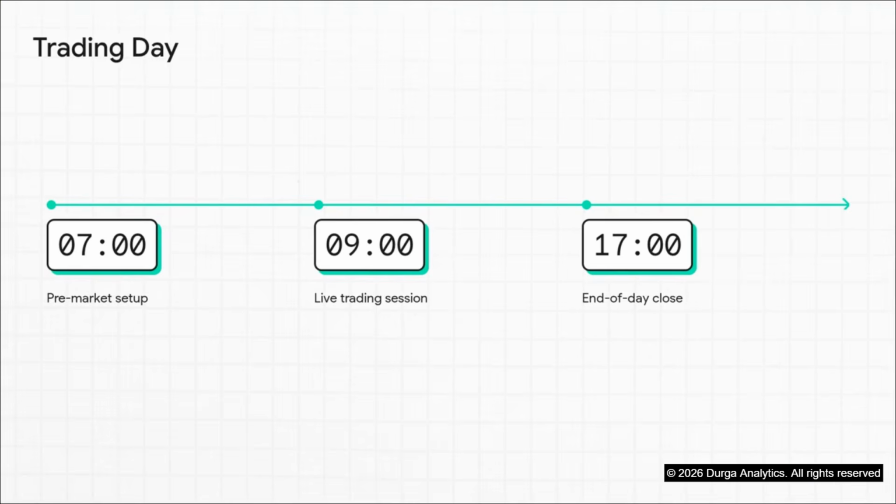A trading day is effectively a theater performance, right? You have 3 distinct acts. First, there's the meticulous setup before the doors open in the pre-market around 7 a.m. Second is the live show of the trading session beginning around 9 a.m., where latency is absolutely critical as traders buy, sell, and hedge. And finally, you have the tidy-up phase during the end-of-day close around 17 p.m., which is where the official marks are set.